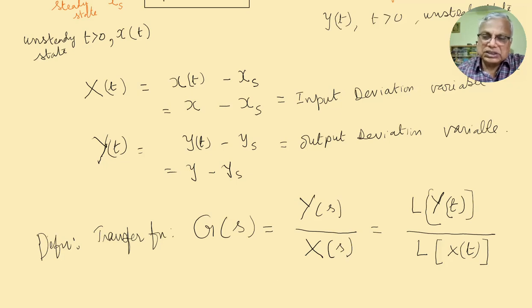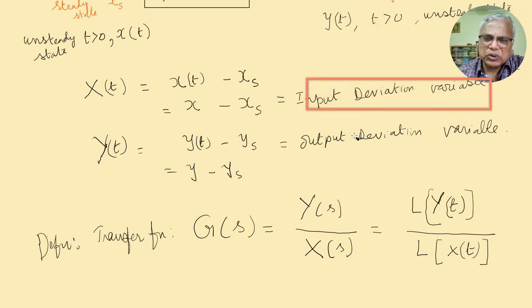The transfer function is the ratio of the Laplace transform of the output variable to the Laplace transform of the input variable. So not exactly the output variable, but the output deviation variables. What you have to consider is the deviation variables.